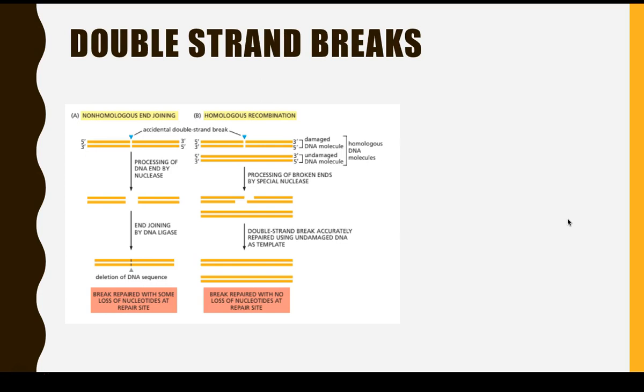Another type of mutation that the cell must fix is a double-strand break. Without fixing a double-strand break, the cell would die. With this in mind, there are two ways to fix a double-strand break: homologous recombination and non-homologous recombination. Homologous recombination is complicated but elegant, while non-homologous recombination is quick and dirty.